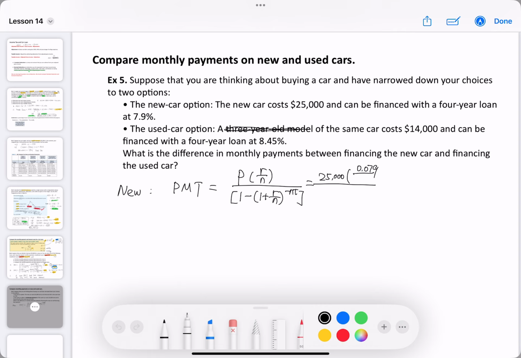Divided by, so you pay the fixed amount of money monthly or weekly or something. Let me see, monthly. So here you're paying the PMT monthly, so divided by 12. All divided by 1 minus 1 plus 0.079 over 12. And then raise it to the negative N, where N is 12. T is how many years? 4 years. Let's see what the PMT is.